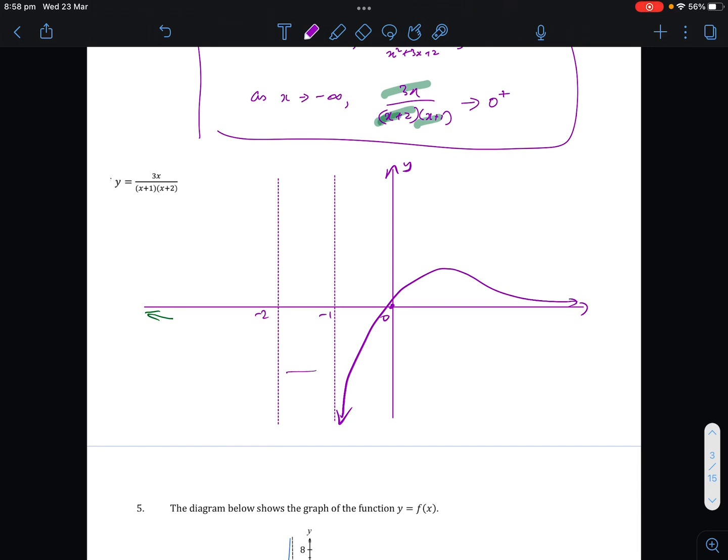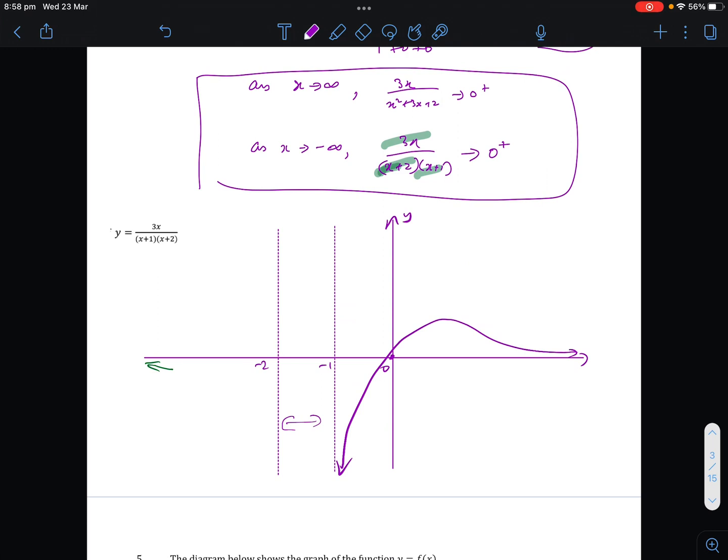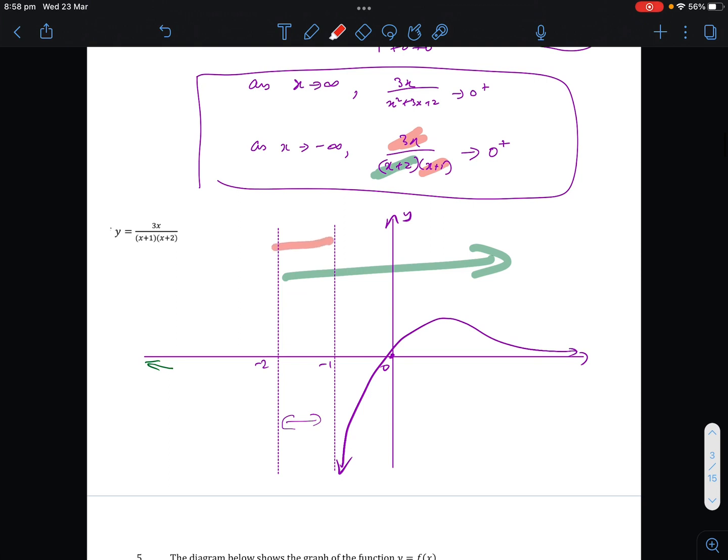Obviously, in this domain here, we're just dealing with a strictly positive value. Let's go back to the sign analysis, which I'm not really writing in full here. Only 1 factor will be positive: x plus 2 is positive because x is larger than -2. But these 2 factors, x plus 1 and x, are both going to be negative in this region. So you've got 2 negative factors and a positive factor, not all multiplied together, but multiplied and divided.